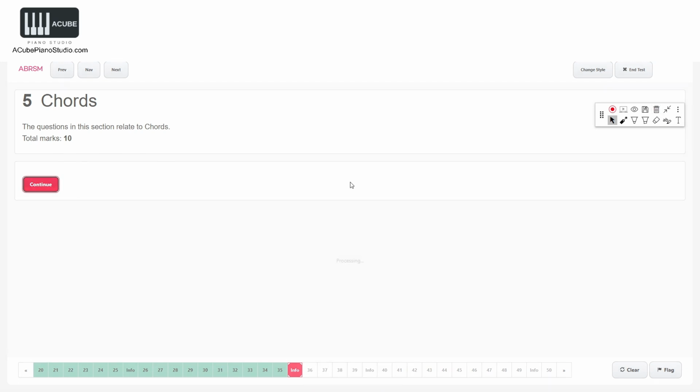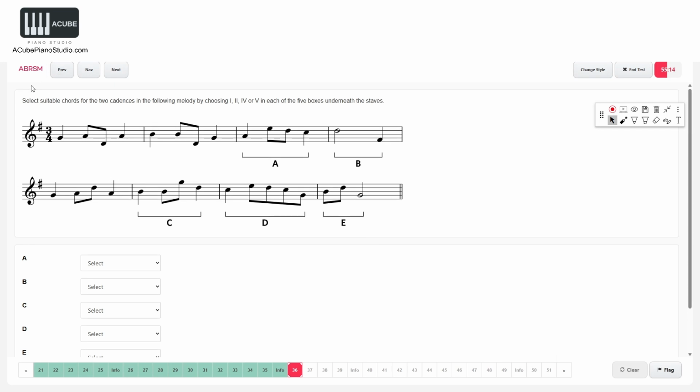Let's move on to chords. Okay, select suitable chords for the two cadences by choosing 1, 2, 4, 5 in each, okay? So now, let's take a look at this. This is my F sharp, right? So if you have F sharp in the key signature, you have either G major or E minor, okay? But in E minor, the 7th note is D sharp. I do not see any D sharp anywhere. So therefore, it is G major. And let's just check. I start with G, I end with G. High chance it is G major. So this is in G major.